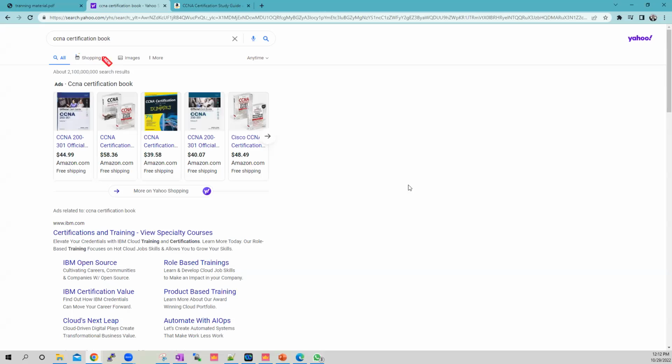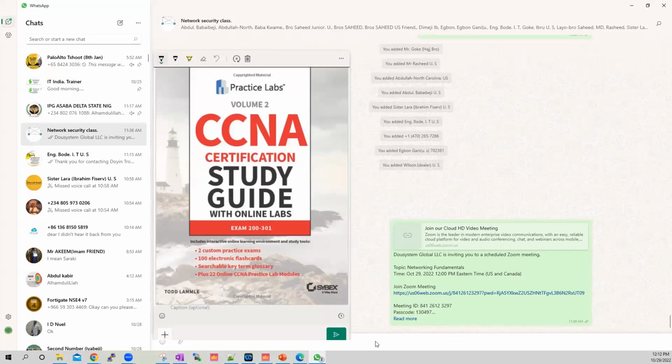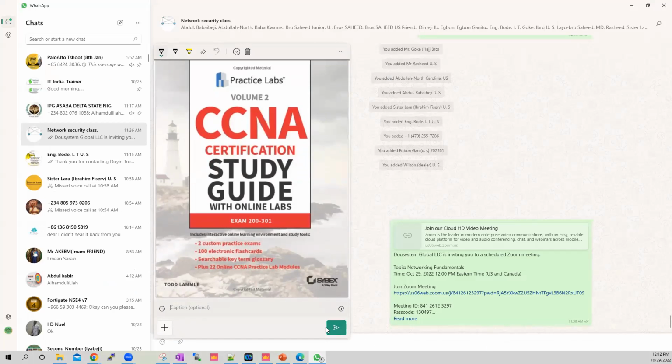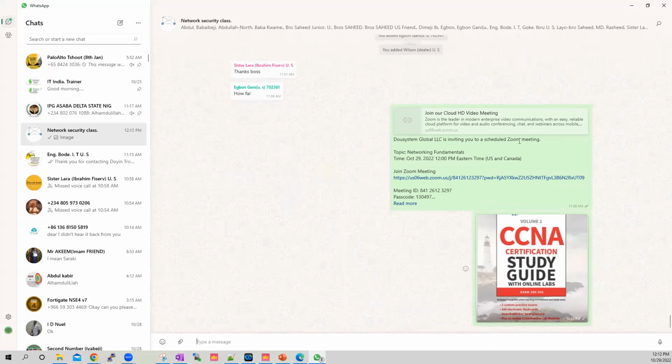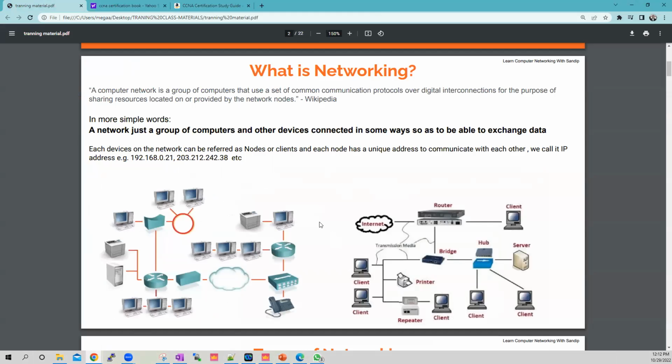And then if you look at the agenda that I posted before, the agenda contains not only the networking part of it, it contains security.